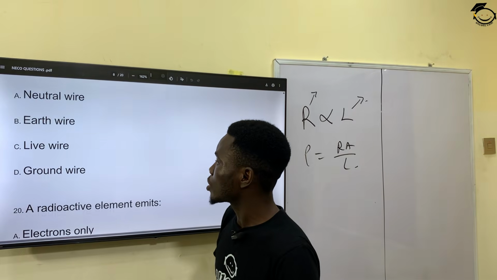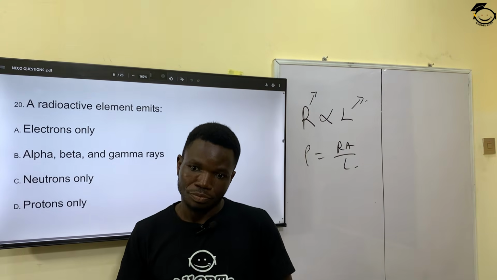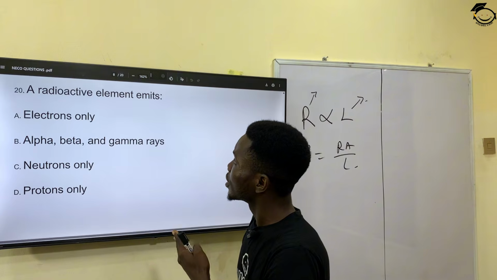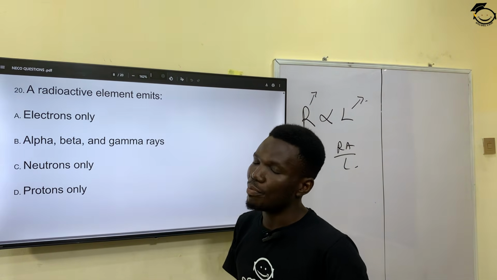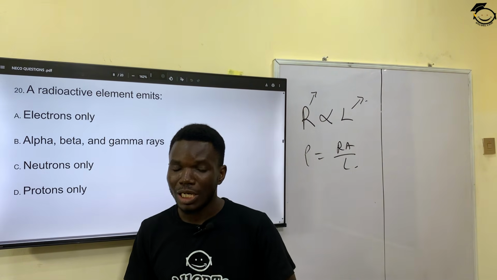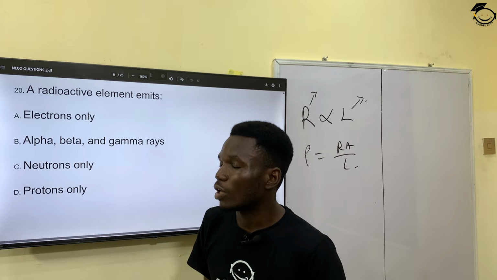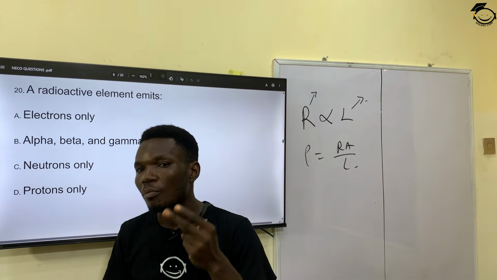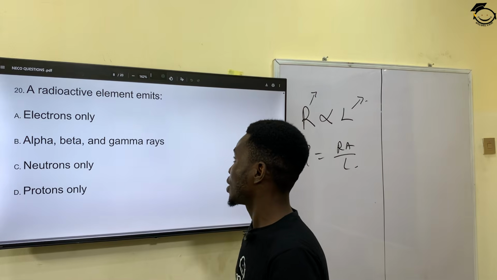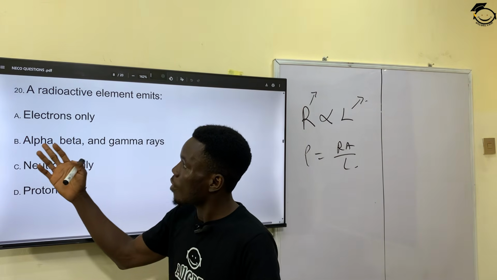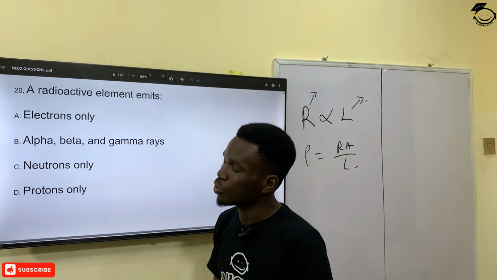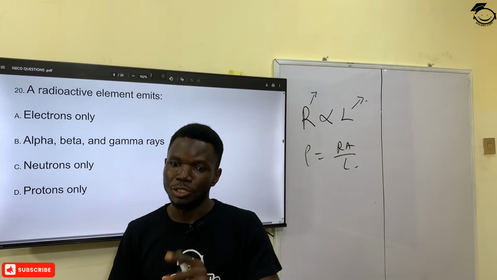So that takes us to question number 20, which says a radioactive element emits dash. What does a radioactive element emit? A radioactive element emits alpha, beta, and gamma radiations. So we have alpha, beta, and gamma radiation, which is option B.